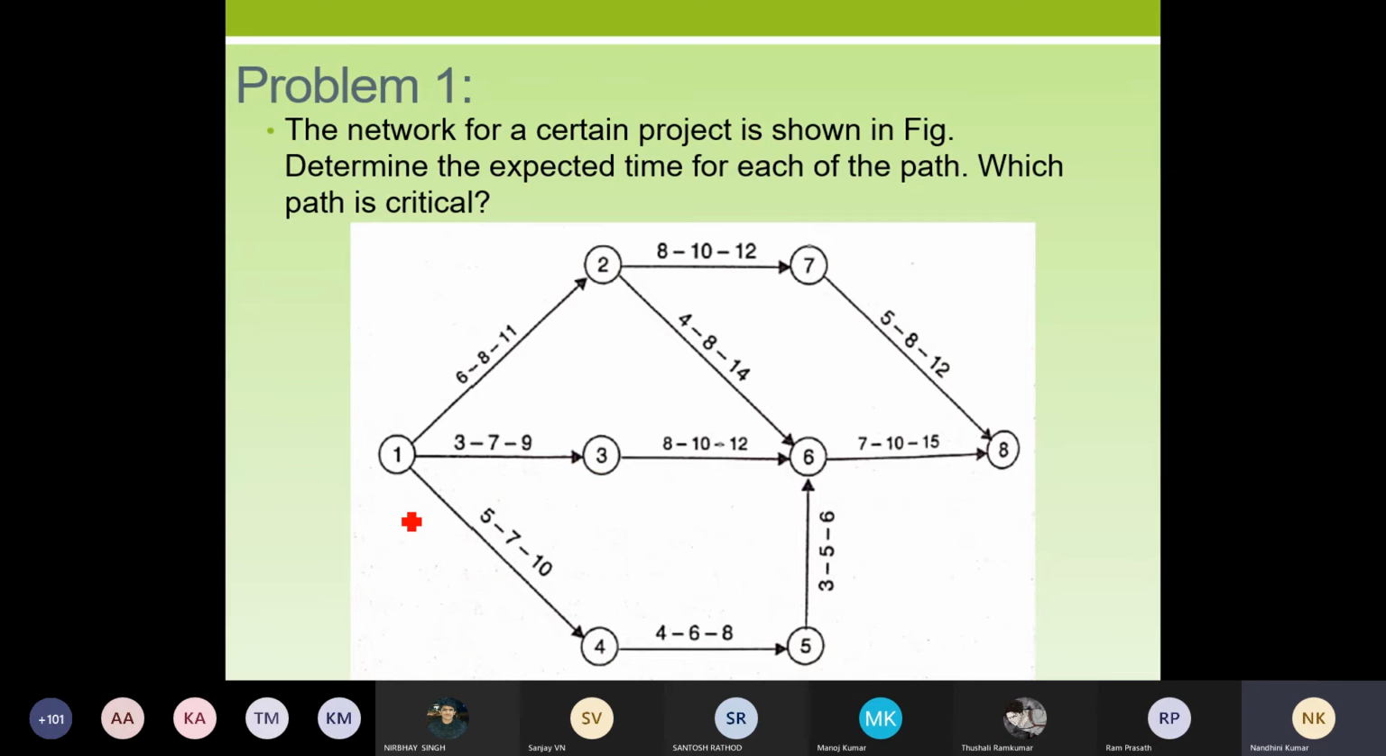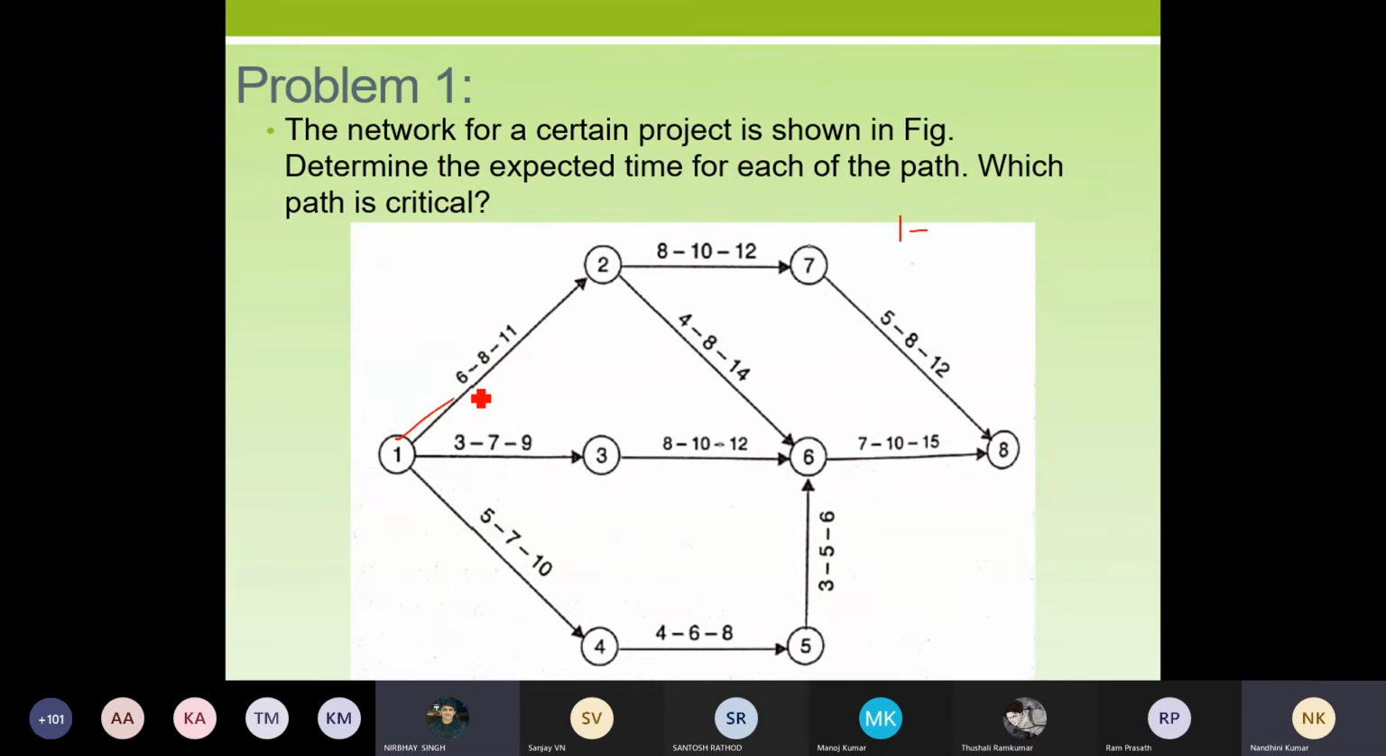The network of a certain project is shown in the figure. Determine the expected time for each path. Which path is critical? So what they are asking is to determine the expected time for each path. Each path means you have to first analyze how many paths are there in this diagram. So how many paths are there? Can you tell me the list of paths?